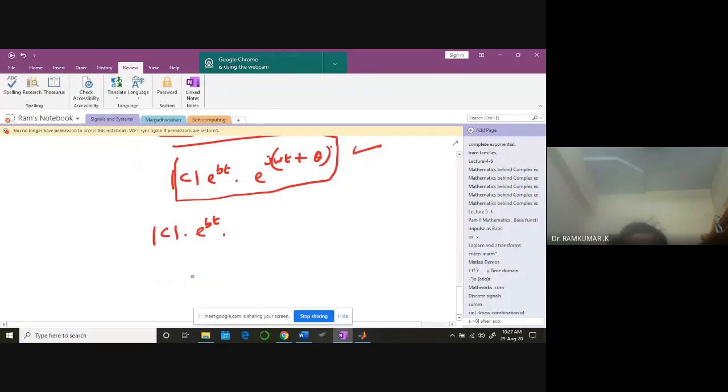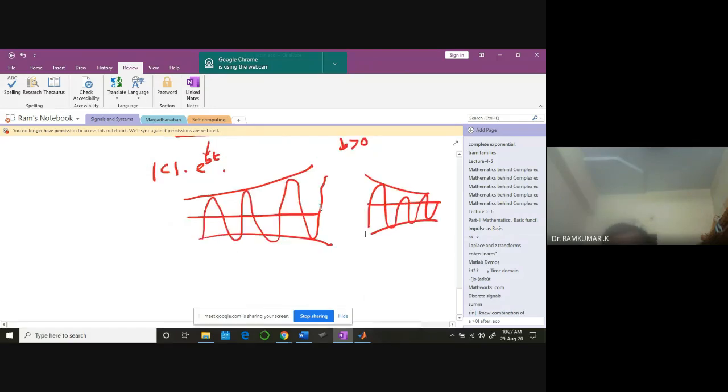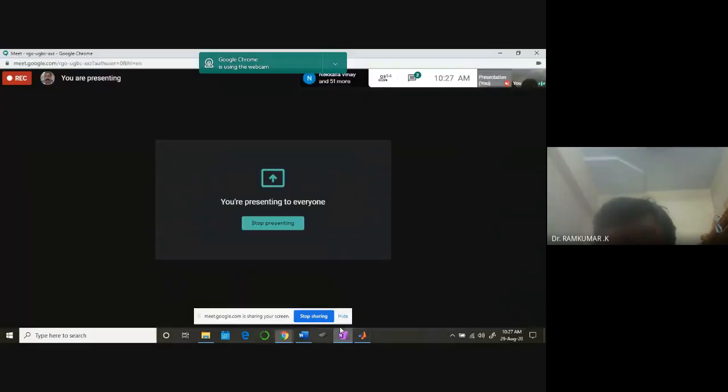So how will that signal look like? That depends on the B value. If B is greater than 0, then it is going to be like this. And when B is less than 0, we have a signal like this. Okay, so that's the kind of waveforms we are talking about. So now can you look at this expression?